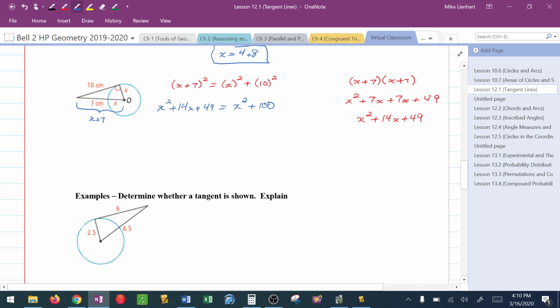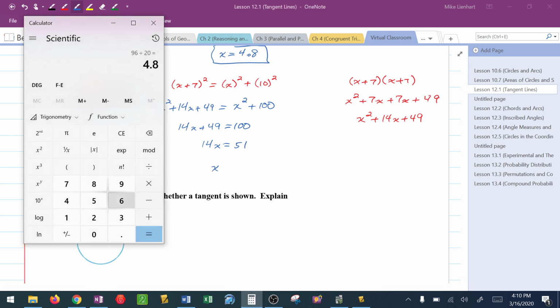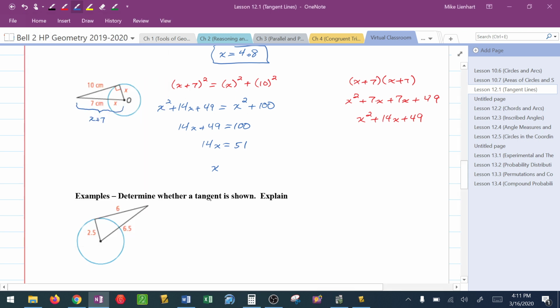If I subtract x squareds, they cancel each other out. So I'm left with 14x plus 49 equals 100. Subtract 49, so I have 14x is equal to 51. And divide by 14. And remember the direction said round to the nearest tenth. 51 divided by 14 gives me approximately 3.6. And the units that they use here are centimeters.